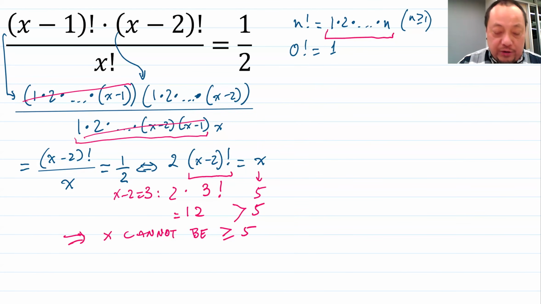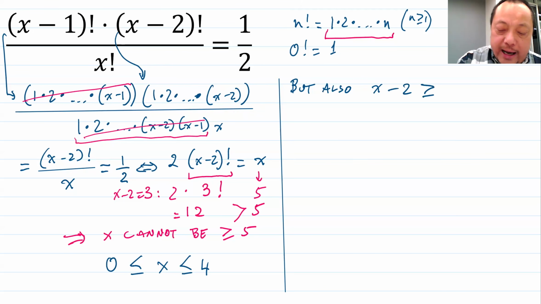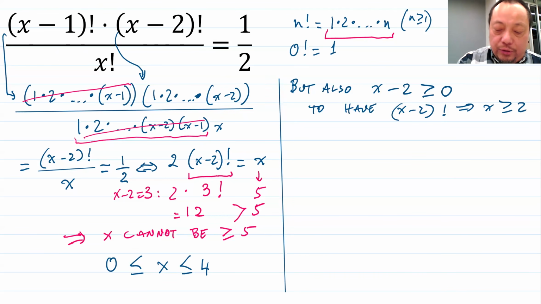That means x has to be between 0 and 4. That's only 5 numbers. We could just go ahead and check all 5 numbers now, but we have another elimination, and that is x minus 2 has to be at least 0 in order to have a factorial. That means x has to be greater than or equal to 2, and therefore we really only need to check for x between 2 and 4. Number 2, number 3, and number 4, 3 numbers, so might as well just check them all.